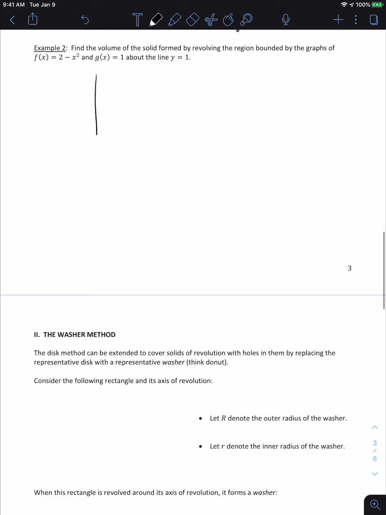So first let's draw this graph. The graph of f of x equals 2 minus x squared: that minus sign means I'm flipped upside down parabola. The 2 means I shifted up 2. So it's going to look like this. Right? This is my f of x equals 2 minus x squared.